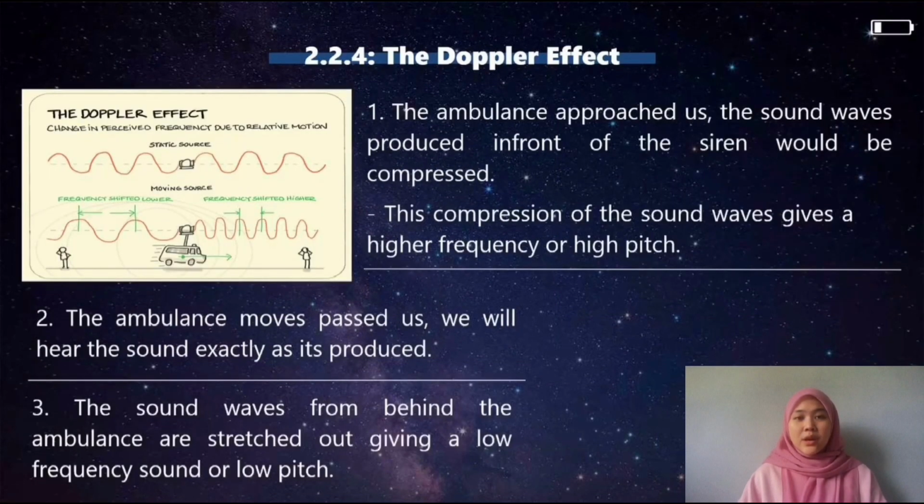For example, we are standing by the road and an ambulance approaches and passes by. First of all, as the ambulance approaches us, the sound waves produced in front of the siren will be compressed together as the ambulance moves towards us. These compressions of the sound wave give a higher frequency, or high-pitched sound, like this. But as the ambulance moves past us, we will hear the sound exactly as it's produced, like this. As the ambulance moves away from us, the sound waves from behind the ambulance are stretched out, giving a low frequency sound, or low pitch, like this.